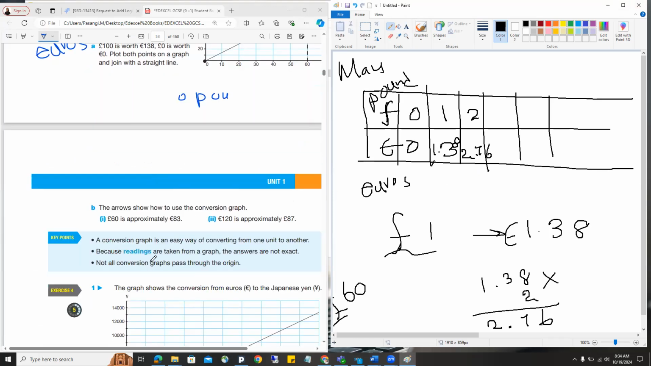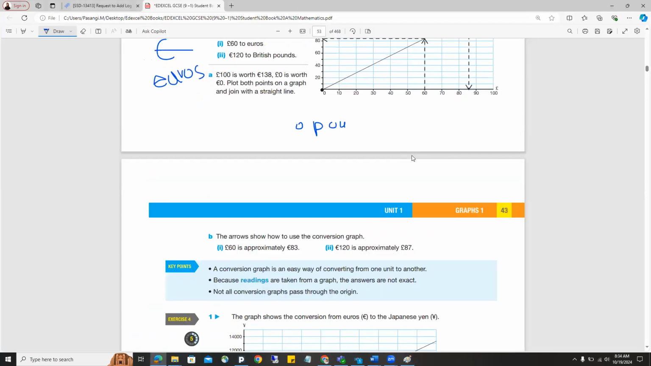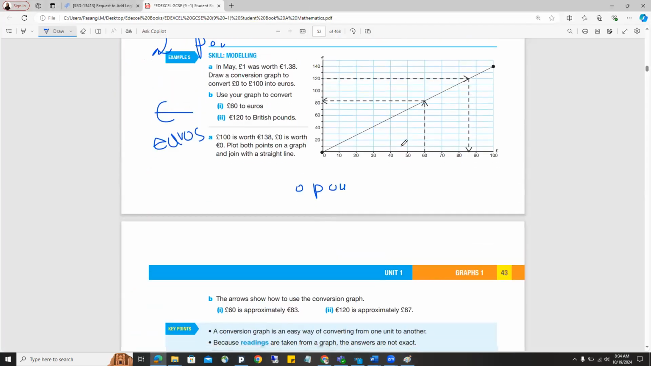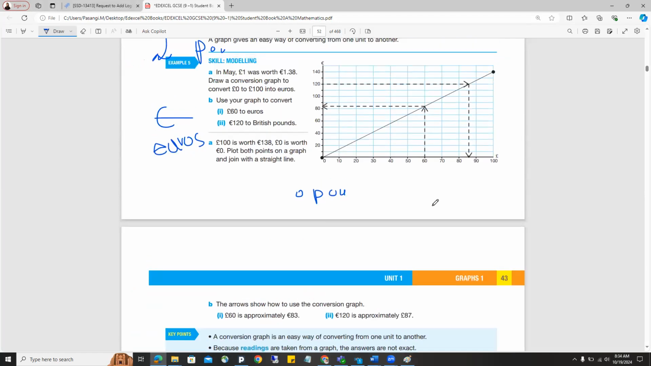A conversion graph is an easy way of converting from one unit to another because the readings are taken from a graph. So the answers are not exact, but not all conversion graphs pass through the origin as well. So that's what they have given. Now my question is, can you do this example 5 by yourself?